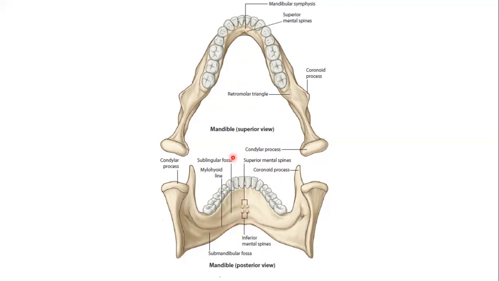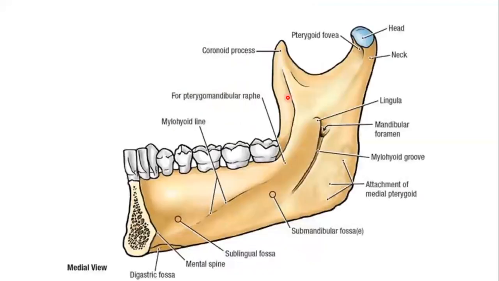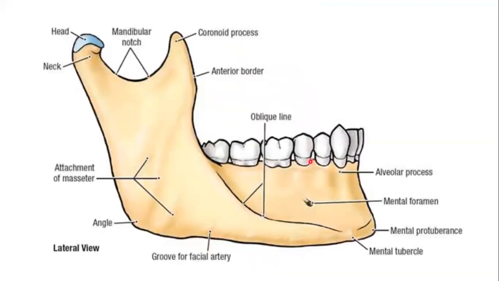This is the view. And this is a superior view, where I want to show this retromolar triangle below the third molar. So this is the area of attachment of the pterygomandibular raphe. And here is the very important mental foramen on the anterior aspect. Anterolateral is that view. This is the mental foramen, located below the second molar.